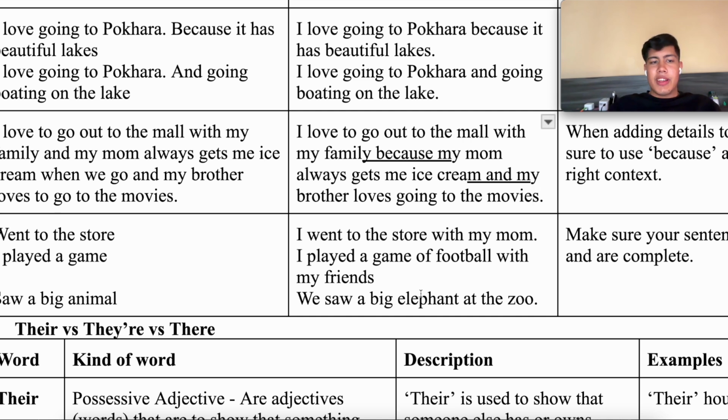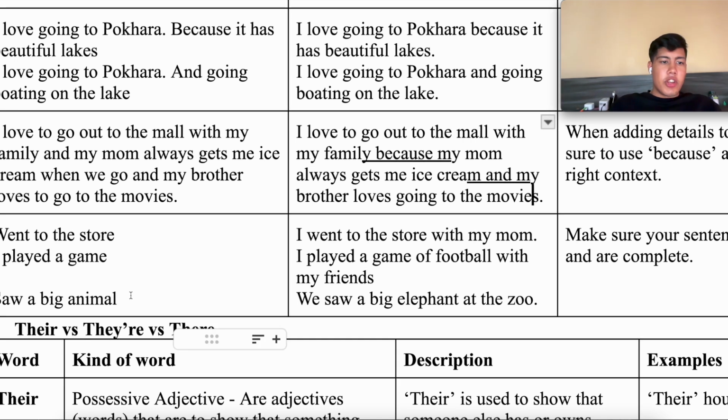So when you're writing your sentences, I want you guys to include a little bit more detail. I don't want you to say "I played a game" or "I went to the store." I want you to say "I went to the store because I needed to buy something," or "I played a game of basketball," or instead of saying "saw a big animal," "we saw a big elephant at the zoo," or "I saw a fox in the forest." Stuff like that. I want you guys to include more details in your writing because it makes your brain adapt and it makes you create new sentences.